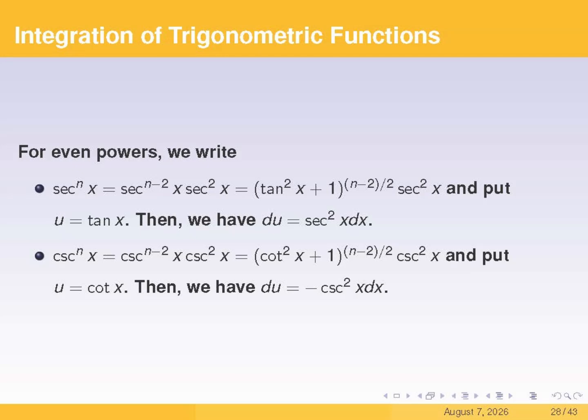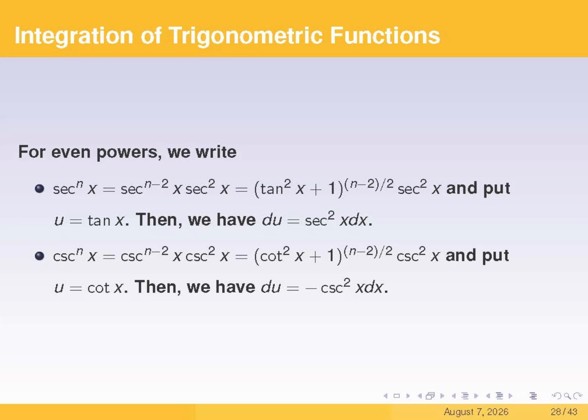Next, setting u equals tangent x gives du equals secant x squared dx. Thus, the indefinite integral of secant x to the nth power can be converted into an indefinite integral of powers of u, which is straightforward to evaluate.